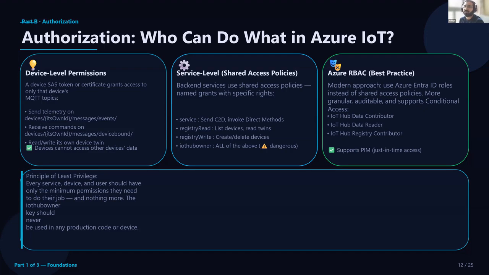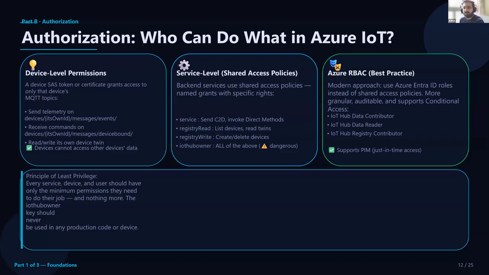You have to use the minimum policy whatever your service needs, right? What is the modern approach? Nowadays, it's using RBAC with Entra ID roles, for example IoT Hub Data Contributor, Data Reader, Registry Contributor. These support conditional access. And if you want to elevate your access, use PIM, Privileged Identity Management, for just-in-time access with full audit logging and full access to the service. Then come back to least privilege.